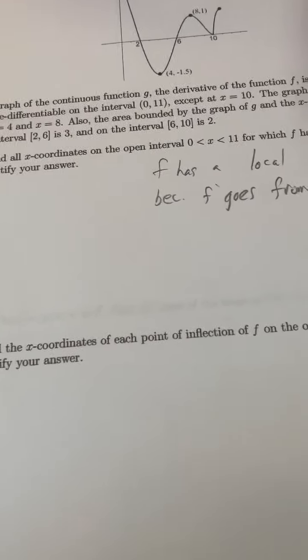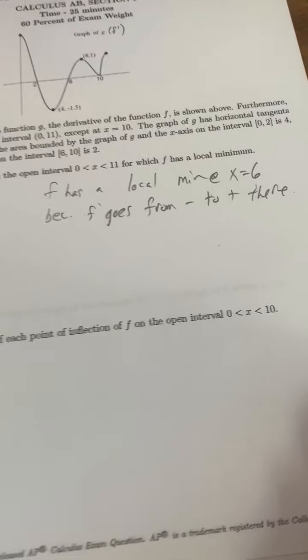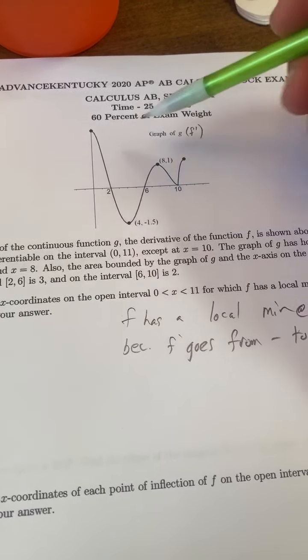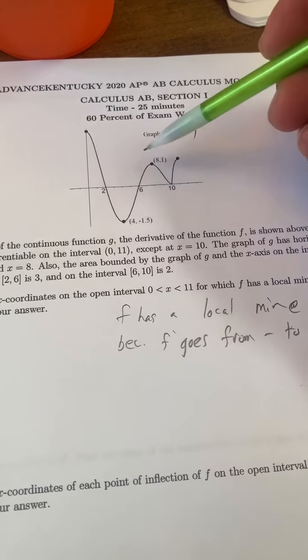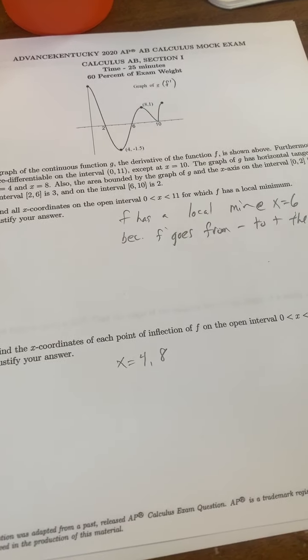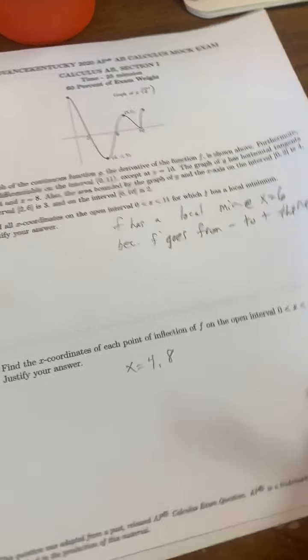Next is find the x coordinates of the points of inflection from 0 to 10. So point of inflection is where the second derivative changes sign. Second derivative is the slope of this picture. So there'll be one at 4 and one at 8. So we would say we have points of inflection at x equals 4 and x equals 8. I'm not going to write it, but I would say because these are the places where f double prime or g prime changes signs.